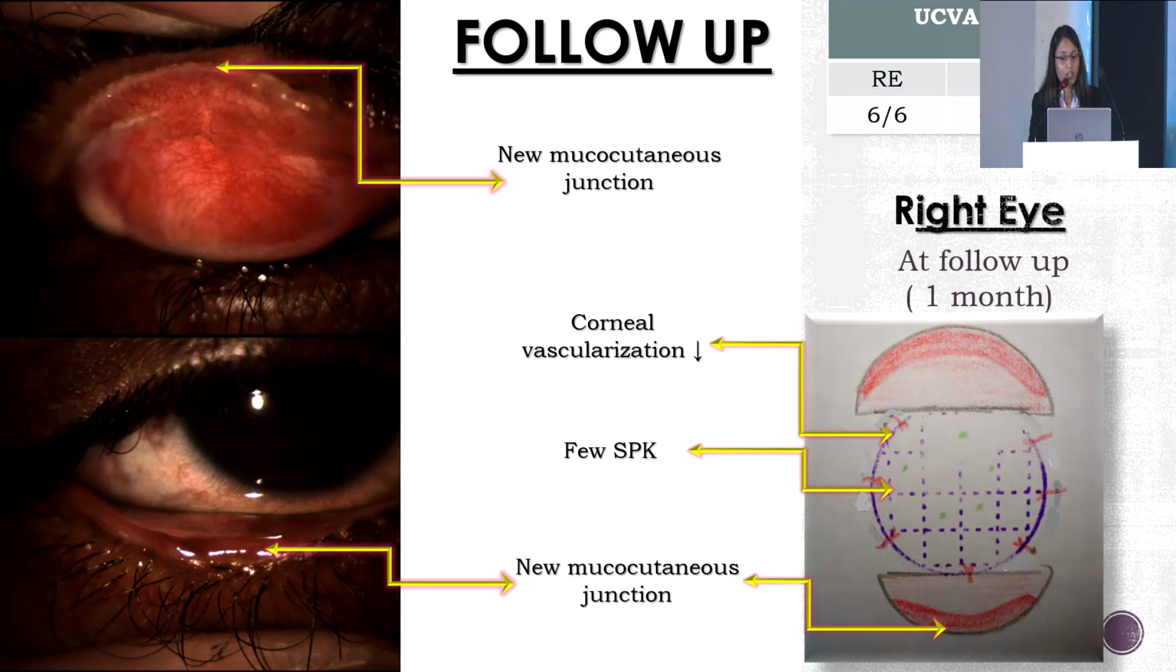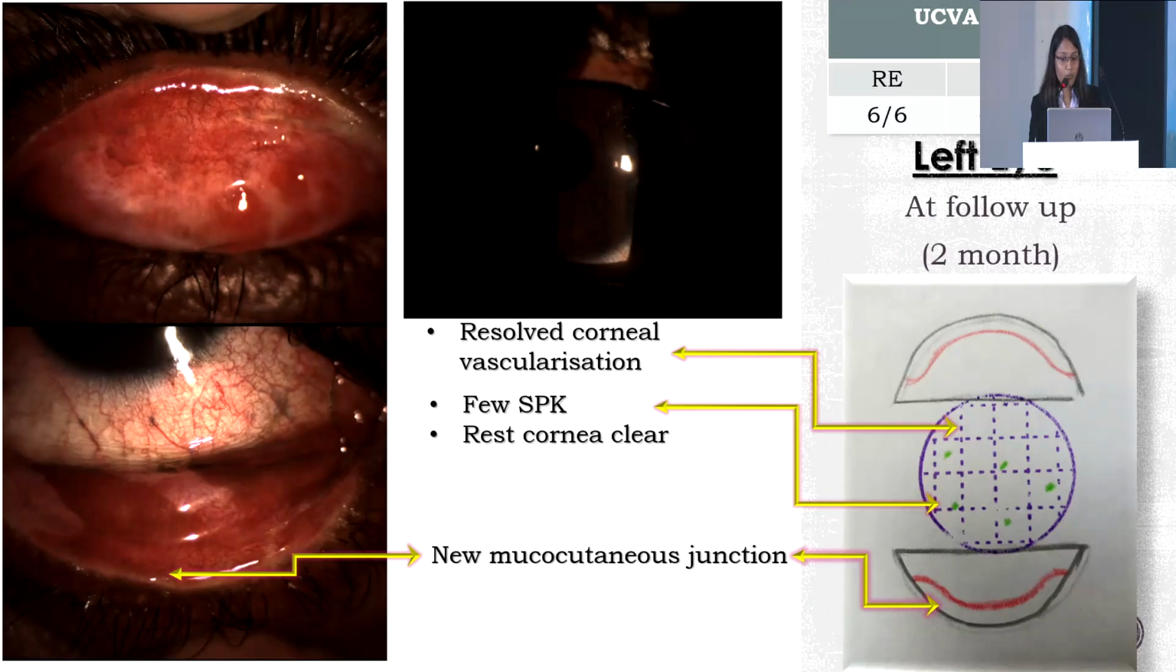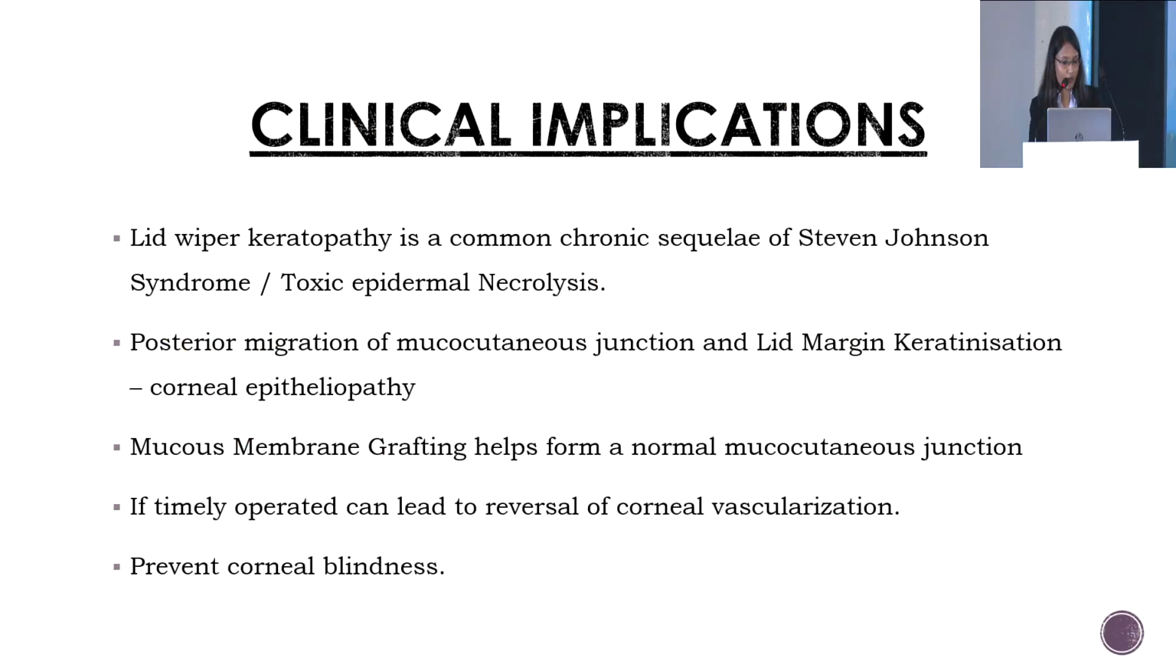The follow-up of right eye at 1 month showed a new mucocutaneous junction, the corneal vascularization which has decreased, and the SPKs which have reduced. The follow-up of left eye at 2 months revealed new mucocutaneous junction, reduced corneal vascularization, fewer SPKs, and the rest of the cornea was clear.